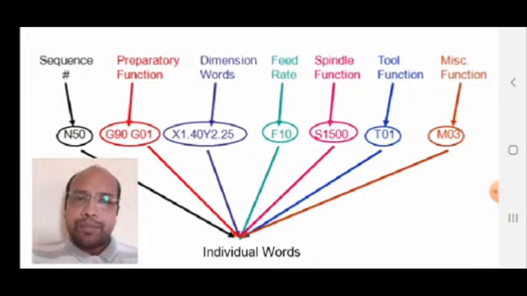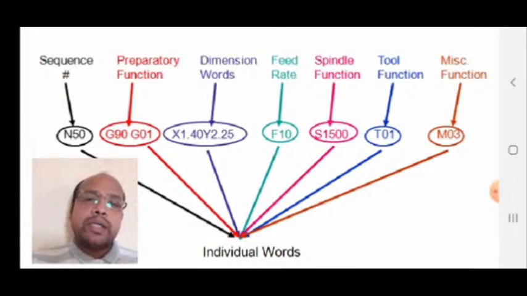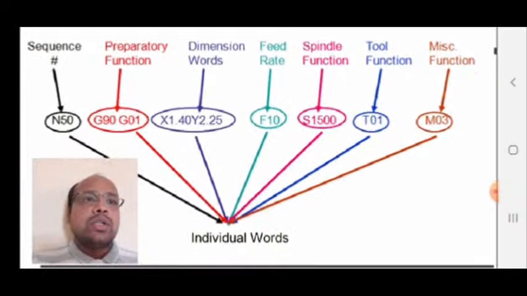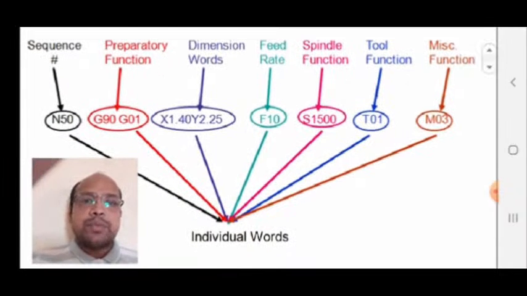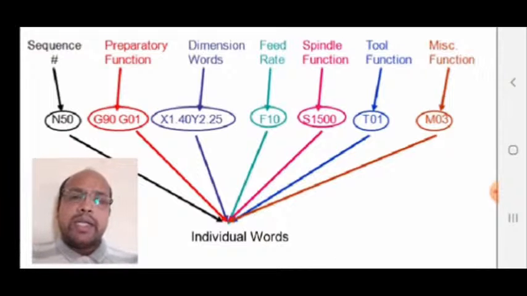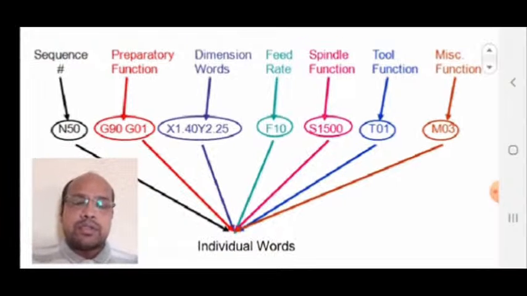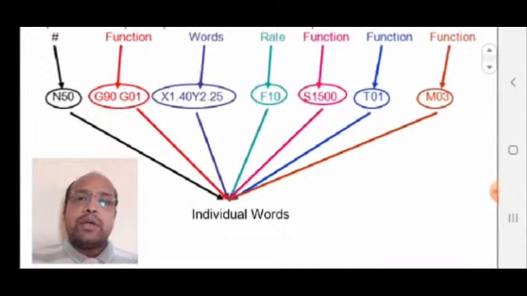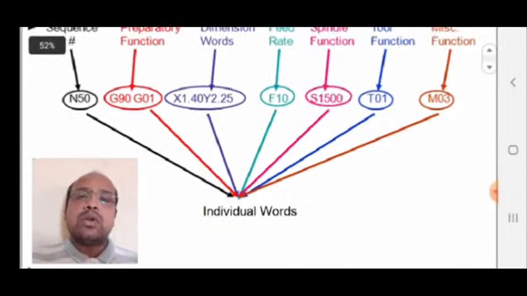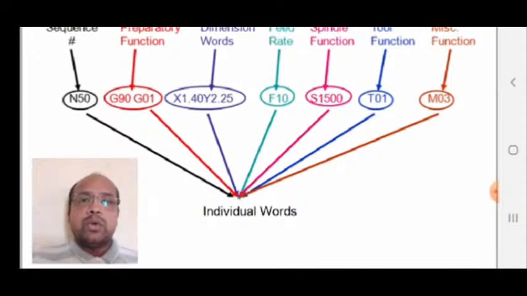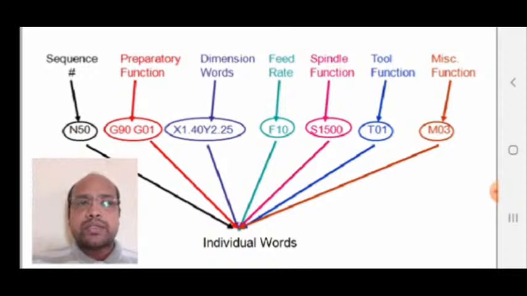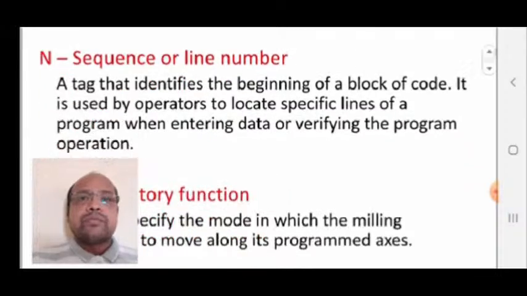Then we need to define the spindle, then the tool number by using capital T, or we can define change of the tool by using M codes. The M codes are called miscellaneous functions, which are directly related to machine operations. These are not related to manufacturing operations, such as coolant on, coolant off, spindle rotation, then spindle function, then tool function, and then miscellaneous function.